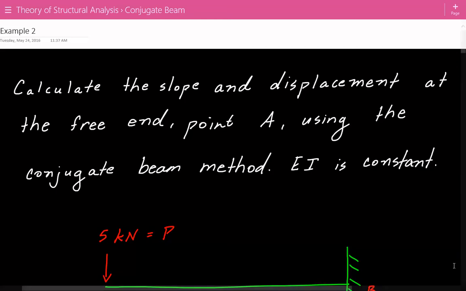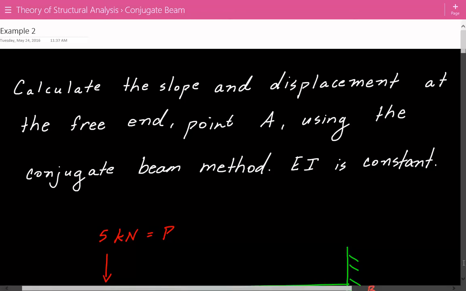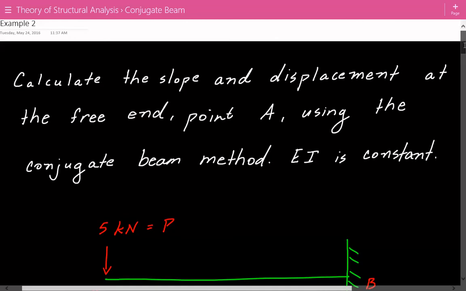Hey everybody, this is example number 2 for structural analysis of deflections using the conjugate beam method. The problem statement is we're asked to calculate the slope and displacement at the free end, point A, using the conjugate beam method. And EI, Young's modulus times the moment of inertia, is constant.